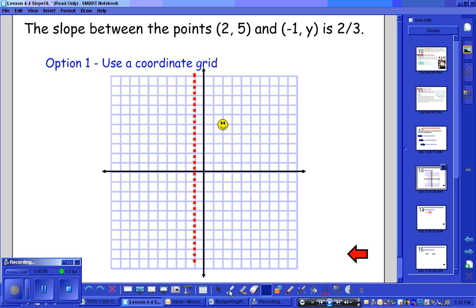Now, we also know that the slope of the line is 2/3. So I'm going to graph through this known point a line with a slope of 2/3. Up 2/3, up 2/3. And you'll notice that the intersection is right here. The point with an x-coordinate of -1 happens to be 3 units above the x-axis, so we know that the y value must be +3.